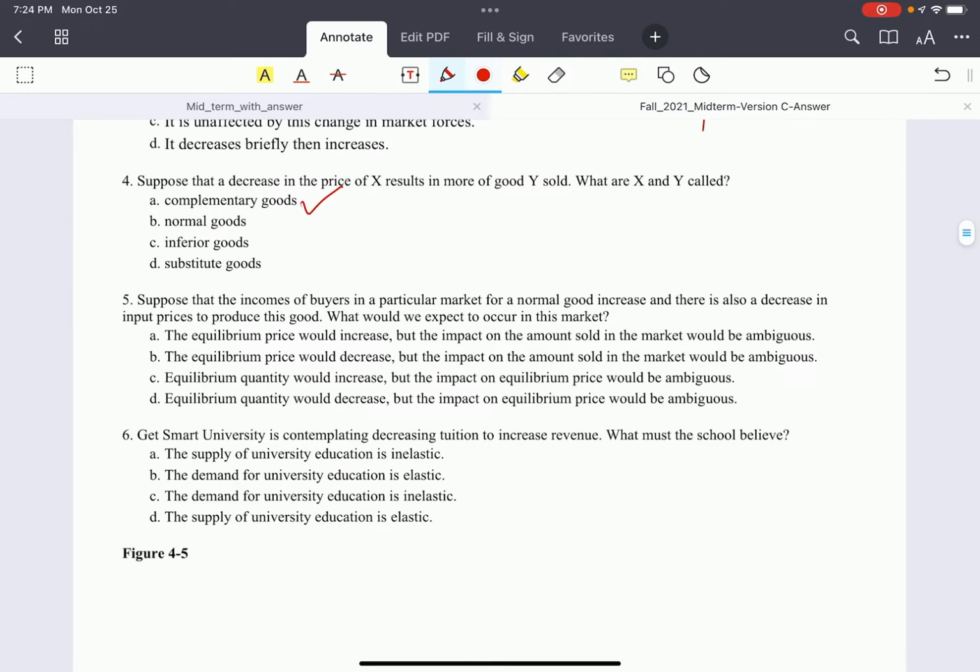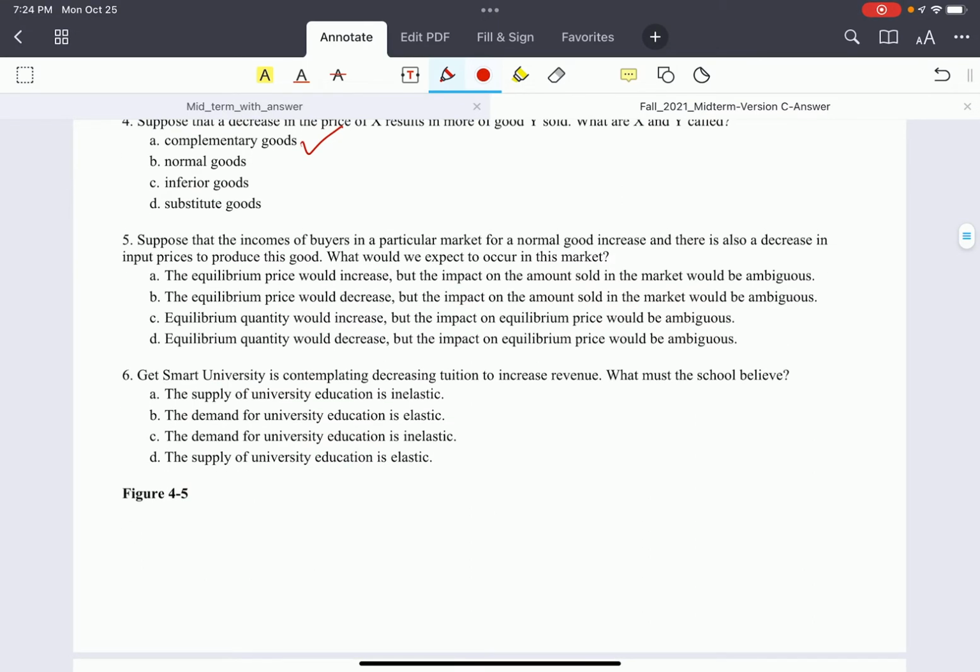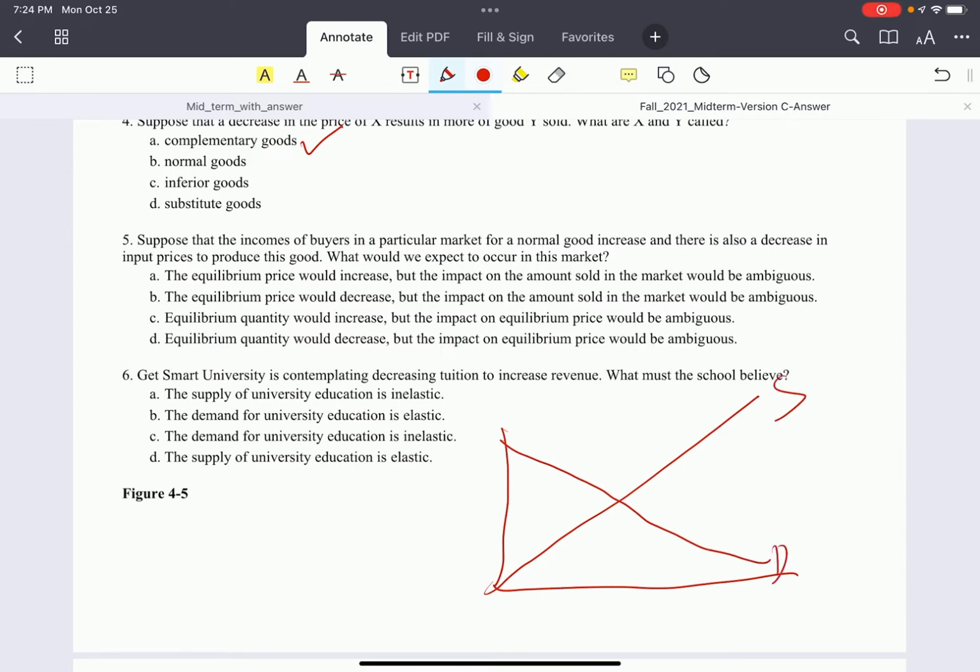Okay, fifth. Suppose the incomes of buyers in the market for a normal good increase, and then there is a decrease in the input price to produce the good. What would you expect? So let's say this is the original demand line and the supply curve. And now let's think about this. The income for a normal good increases. This implies the demand for this good should increase. So the demand curve should shift to the right.